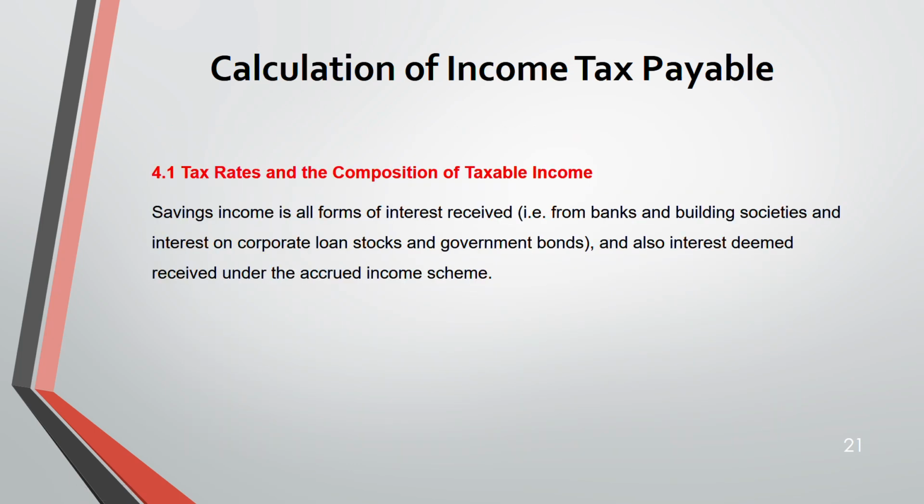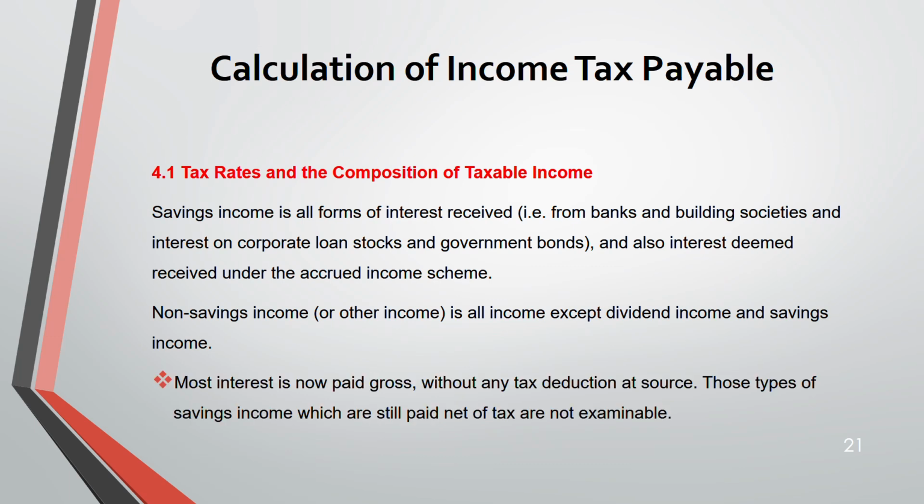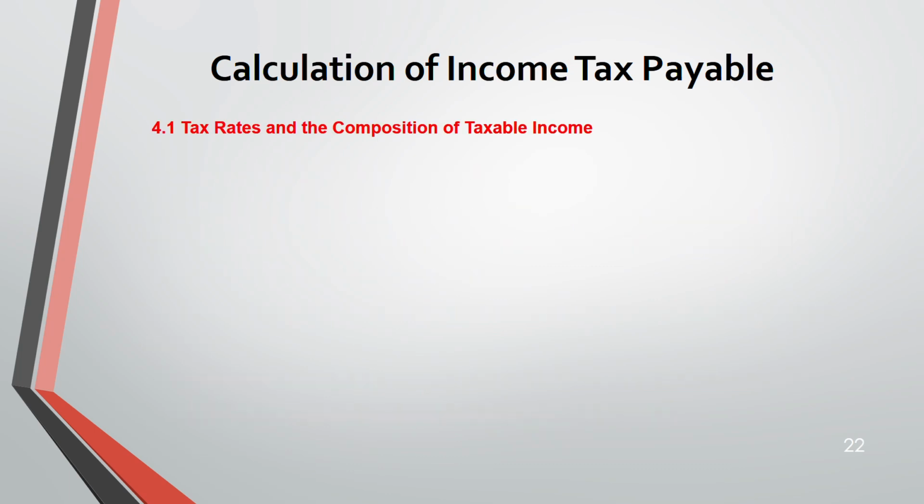Now, savings income. All forms of interest received are savings income. Non-savings income is all income which is not savings or dividend. Most interest is now paid gross, that means nothing has been deducted at source. Those types of savings which are still paid net of tax will not be asked. So thank God, everything is gross. Next.